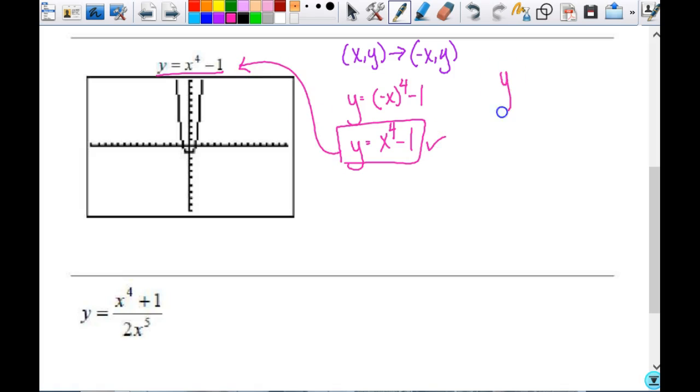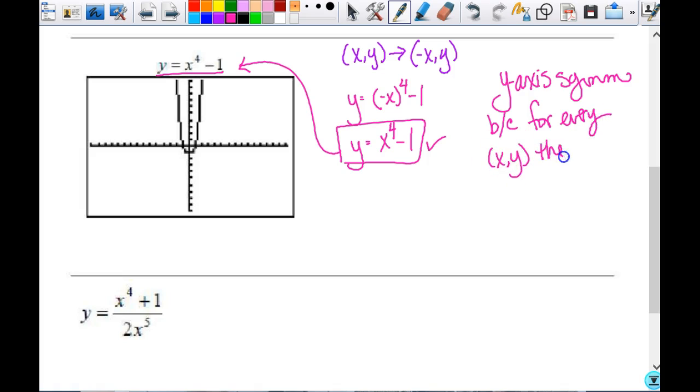So this does have y-axis symmetry because for every (x, y), there is (negative x, y).